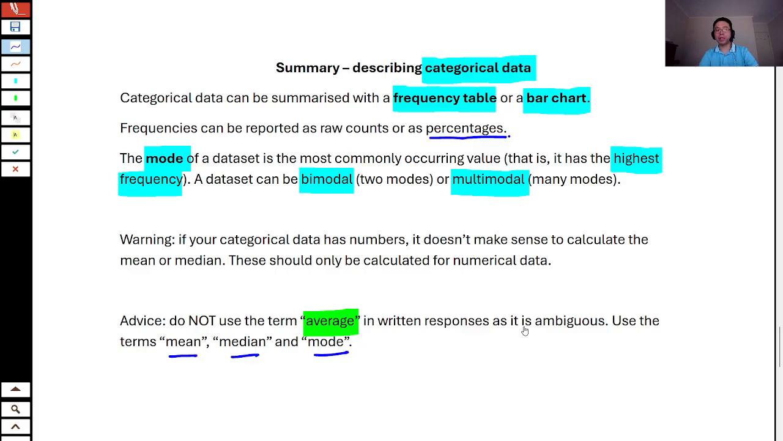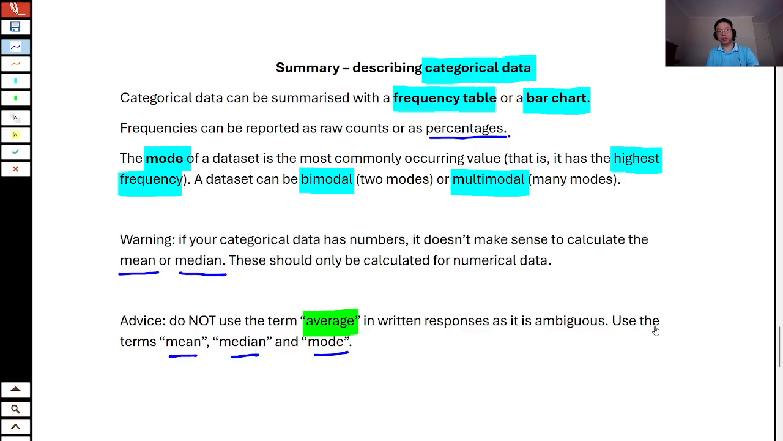Now you might be wondering, why haven't I talked about the mean or the median yet? And that's because we're just looking at categorical data today. And when you have categorical data, it doesn't make sense to find totals or to calculate the mean, which is the technical term for what we say average is in everyday usage.